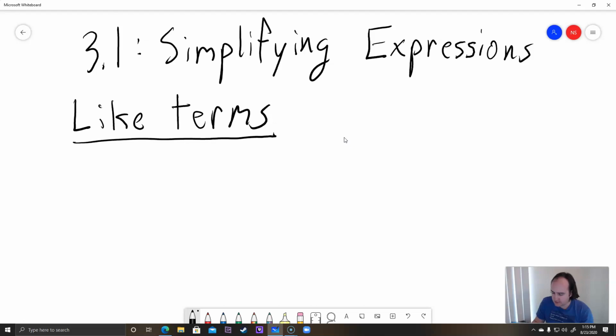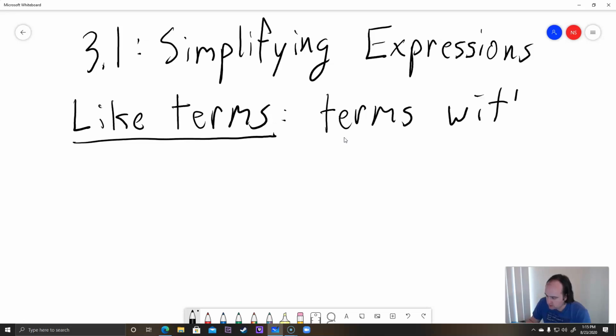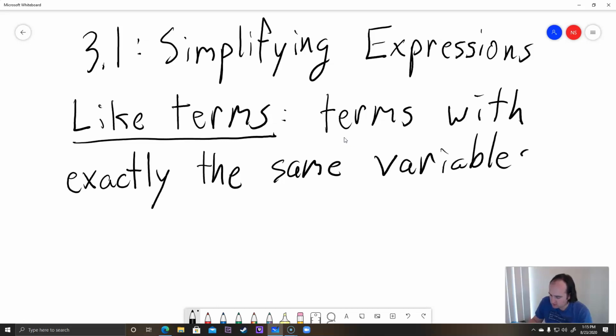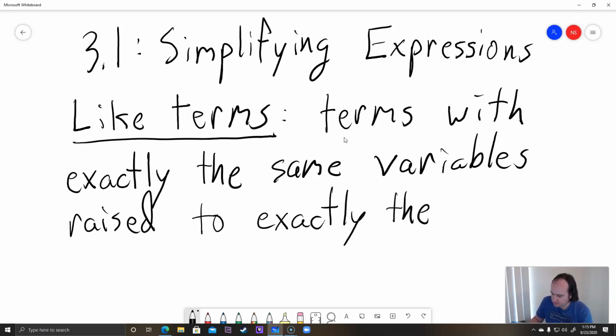Like terms are actually terms with exactly the same variables raised to exactly the same powers. Okay, so terms with exactly the same variables, raised to exactly the same powers. Okay?